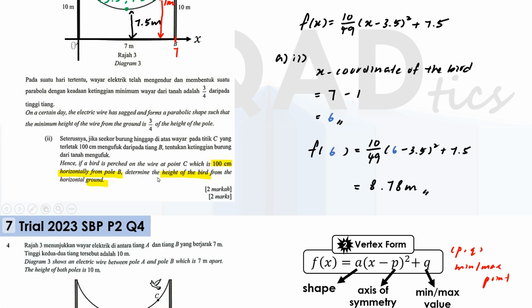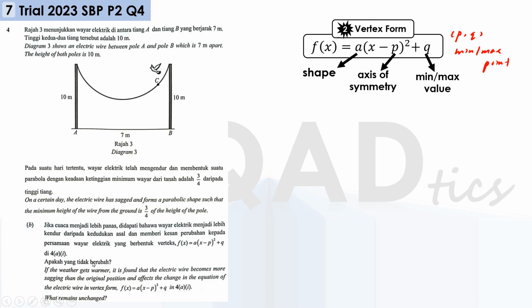And for the last part, it says that when the weather gets warmer, the wire becomes more sagging. So when it gets hotter, the wire becomes longer, causing the wire to be closer to the ground. Right? So it asks, from the vertex form a, p and q, what remains unchanged? I'll give you all 5 seconds to think about this.